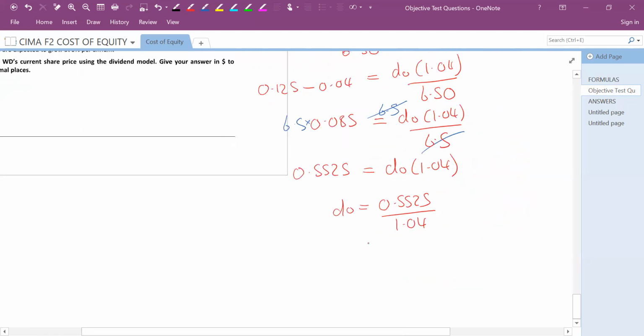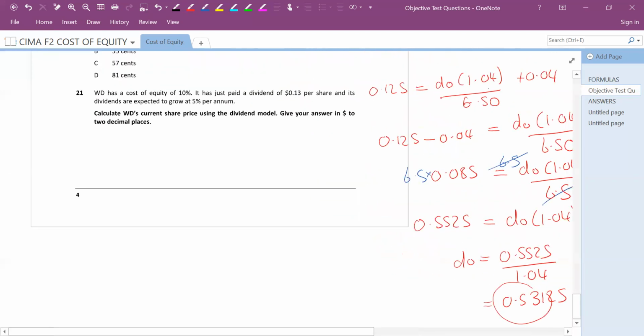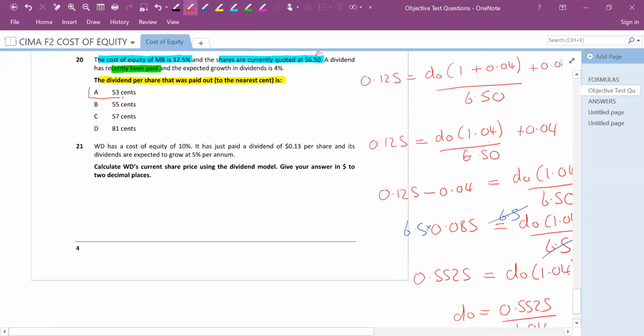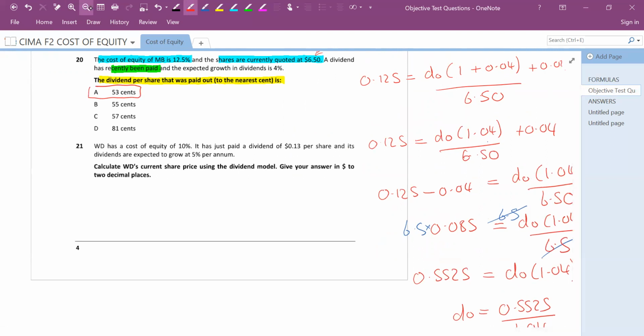which on my calculator gives me 0.53125. Dividend to the nearest cent, then, it looks like 53 cents, doesn't it? It's just over 53. It's nearer to 53 cents than it is to 54. So let's have a look. Yes, we do have an option there, A, 53 cents.